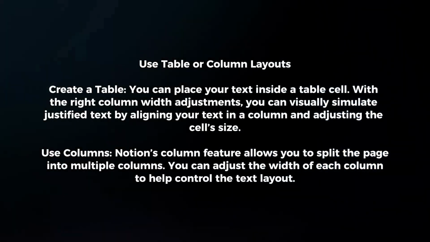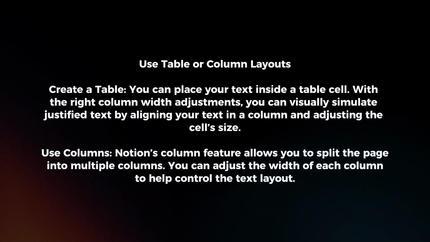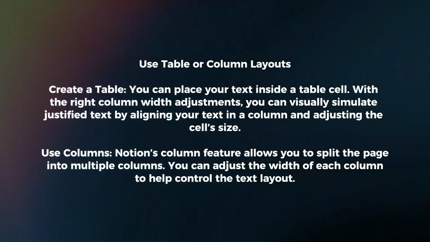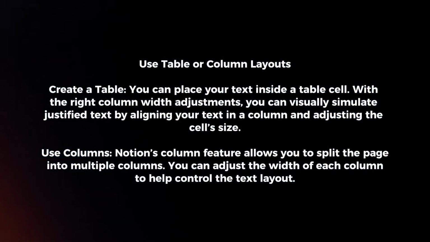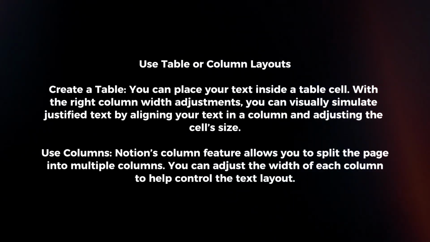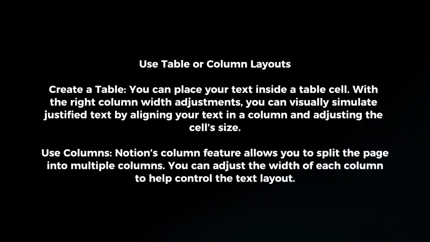Use table or column layouts. Create a table. You can place your text inside a table cell. With the right column width adjustments, you can visually simulate justified text by aligning your text in a column and adjusting the cell size.